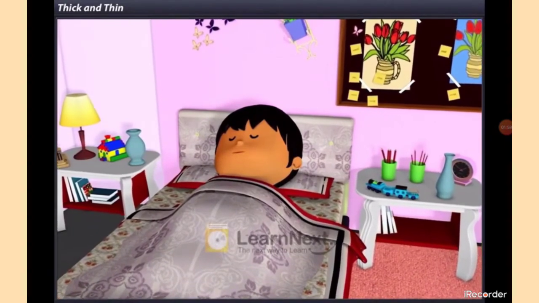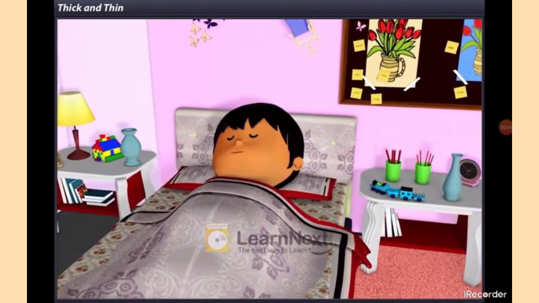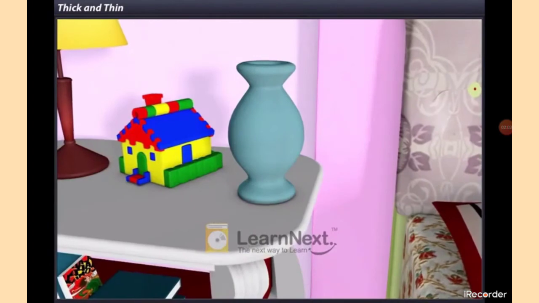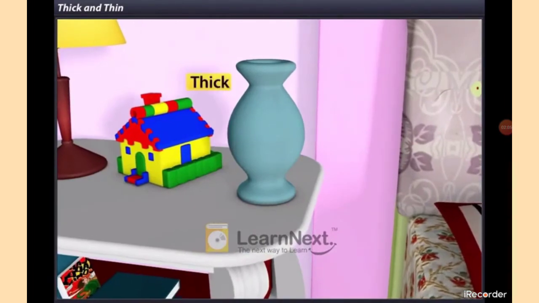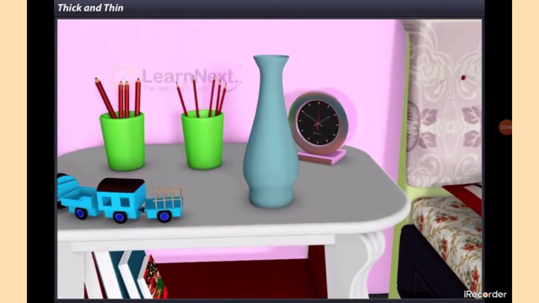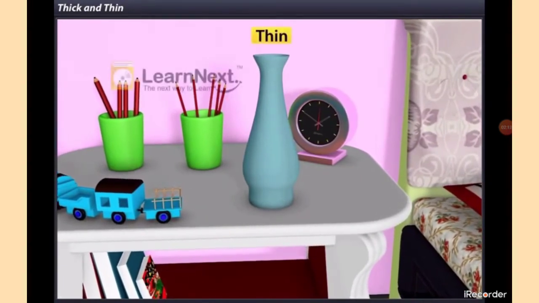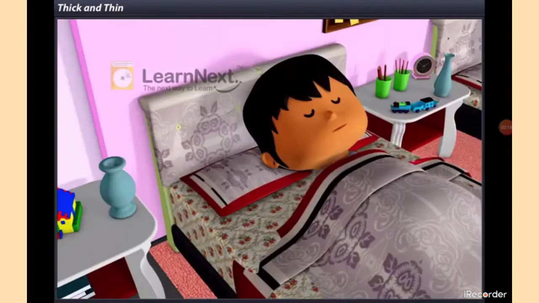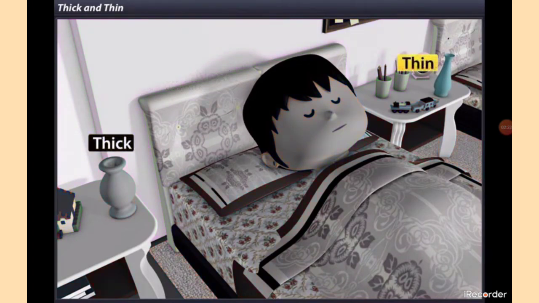Oh look, there are two vases in the bedroom. This vase is thick and that vase is thin. This vase is thick and that vase is thin.